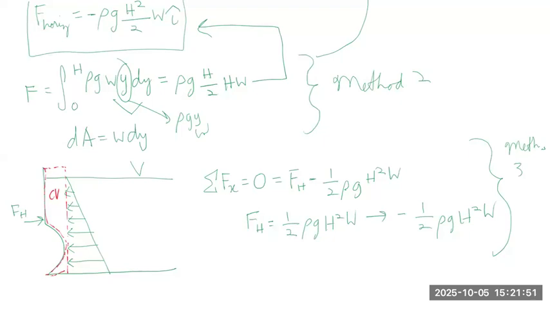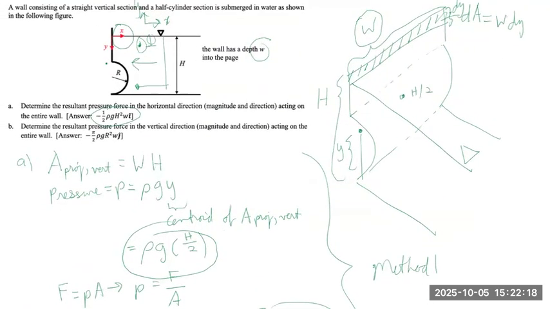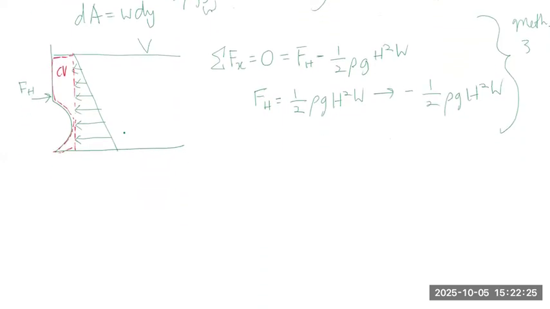So in this particular problem, this was the control volume we chose. Sorry, the control volume extends a little too far. I meant to draw it only like this, only here. So let's move on to part B. Part B says to determine the resultant pressure force in the vertical direction, magnitude and direction, acting on the entire wall. So B is more complicated.